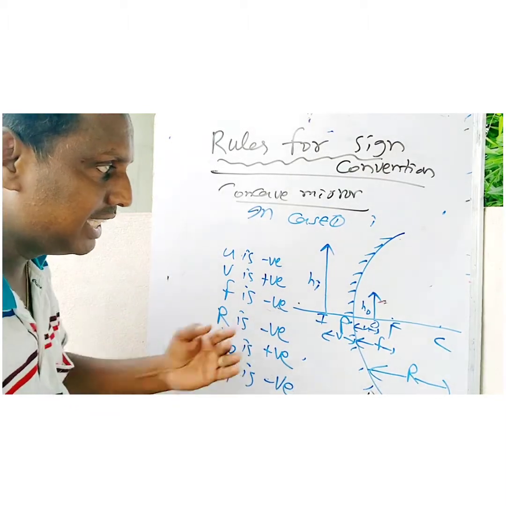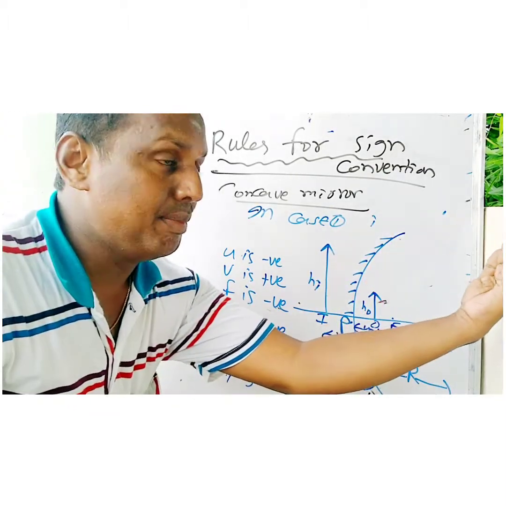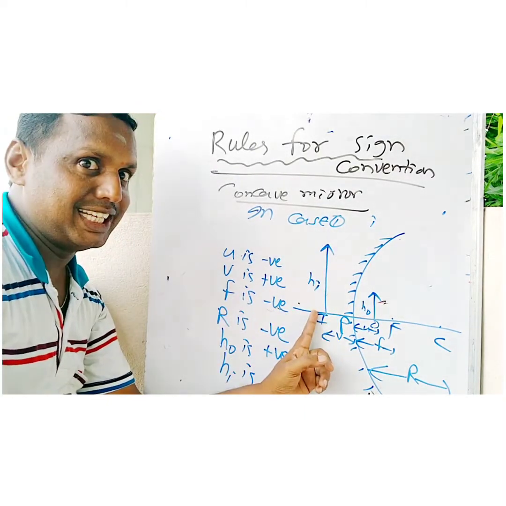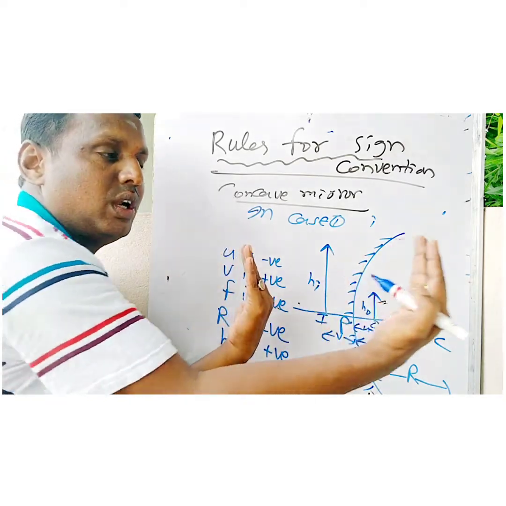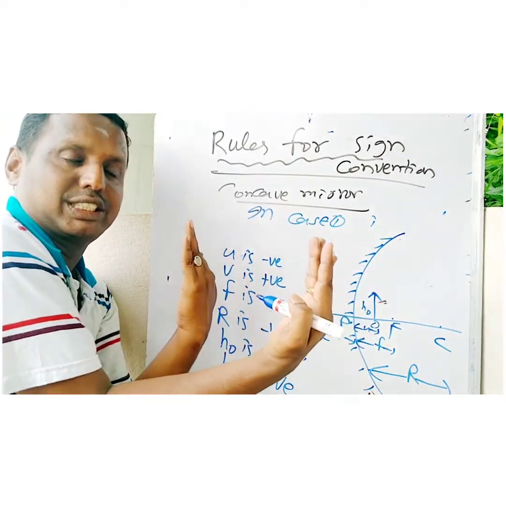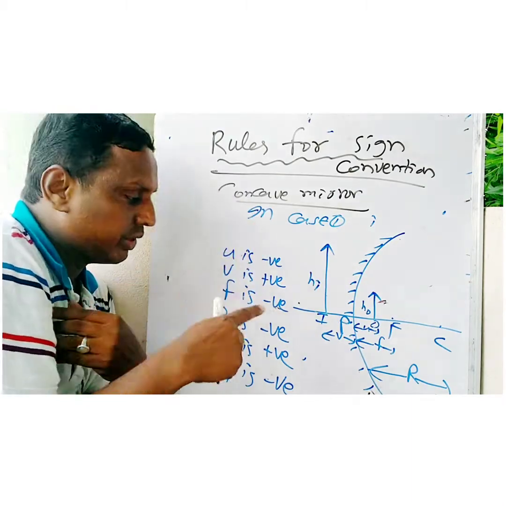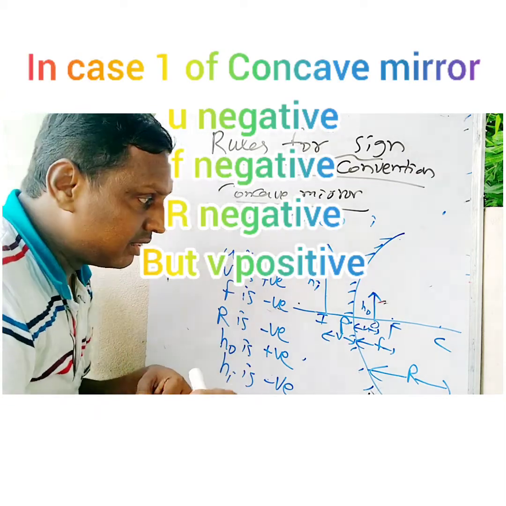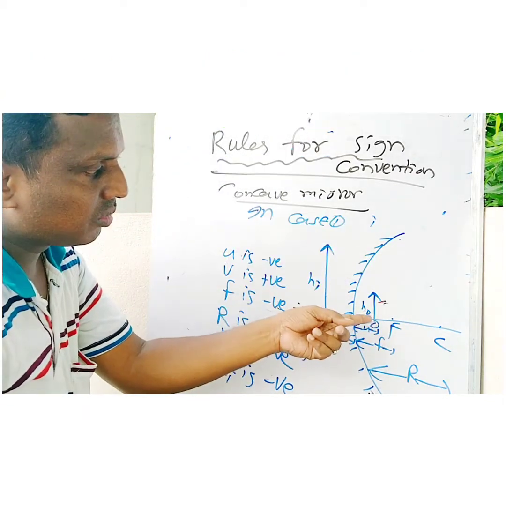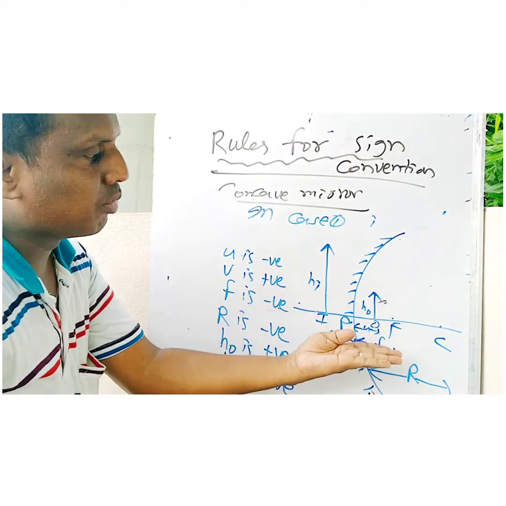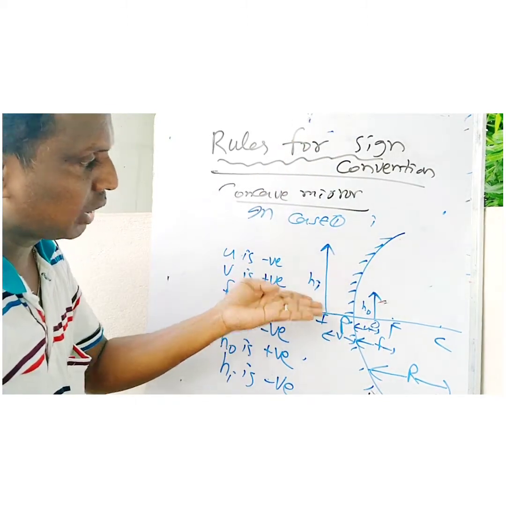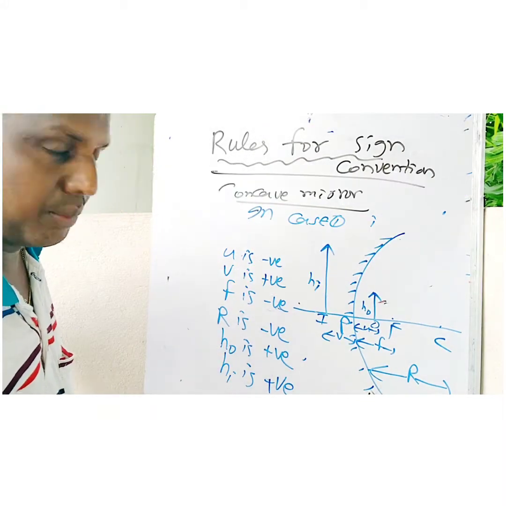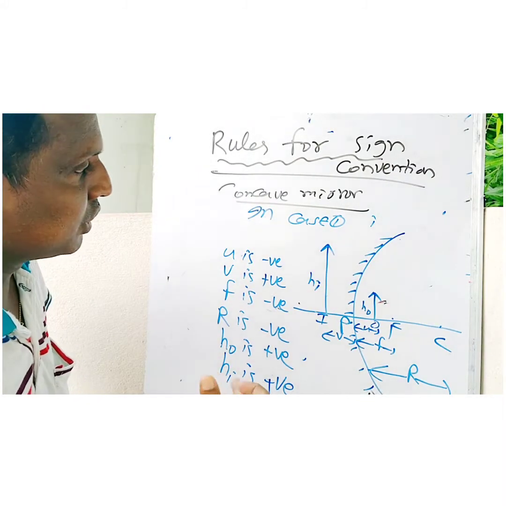Why? Because the incident ray is coming like this, and we measure from the pole on this side. See here, the image is on this side, so we measure like this only. So the incident ray and image distance are both in the same direction. That's why V is positive in this case. And the height of the object, HO, is above the principal axis, so positive. HI is also positive. So HO positive, HI positive. This is case 1.